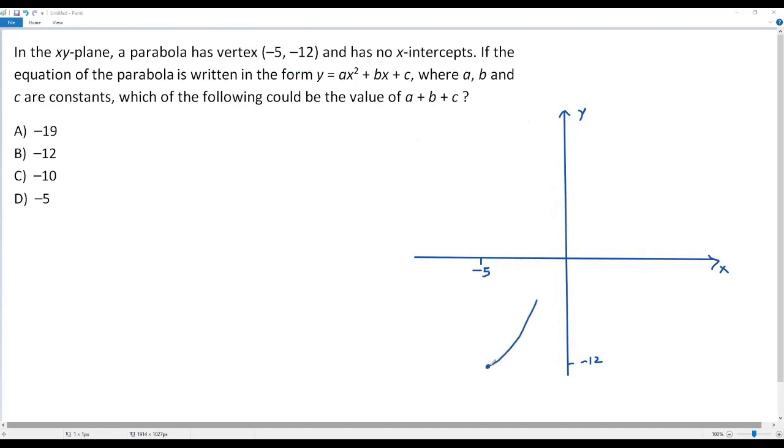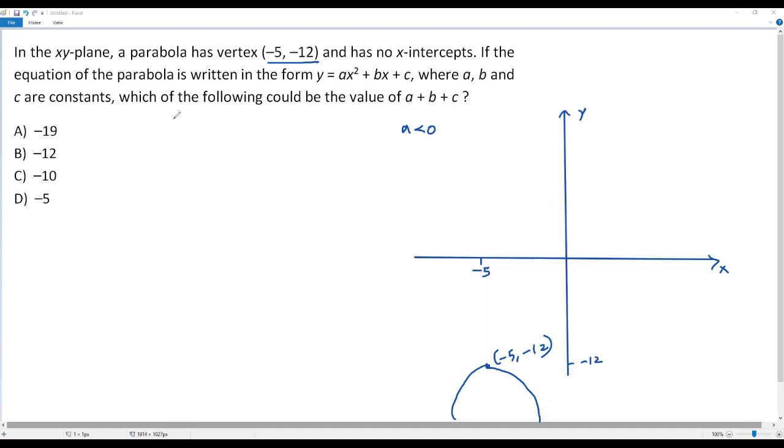If the parabola opens up, then it has two x-intercepts, one over here and another one over here. But the question says the parabola has no x-intercepts. Then the vertical parabola we get for this quadratic function must open down so that it has no x-intercepts. And also the vertex of this parabola is (-5, -12). From the given information, it's very clear the parabola opens down. Since the parabola opens down, the coefficient of x², that is a, is negative.